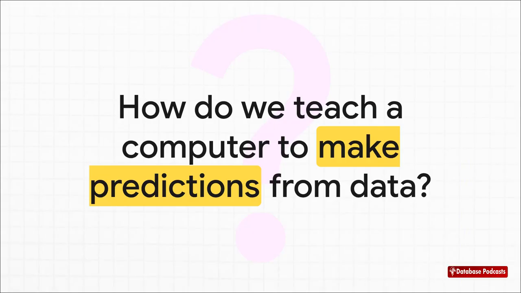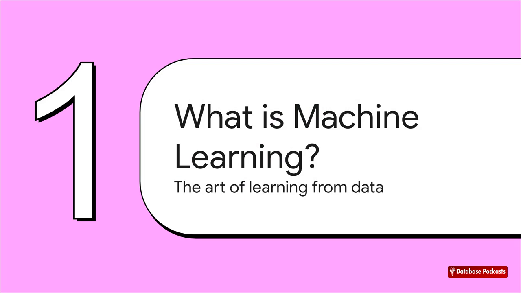So here's the big question, right? We're all drowning in data, but data is all about what's already happened. How do we get a computer to look at all that history and actually learn from it to predict what's coming next? How does that even work? And the answer, of course, is machine learning.